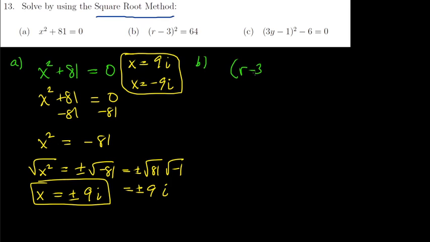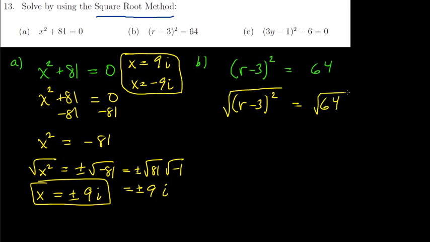It's r minus 3 squared equals 64. So here, we don't have to add or subtract anything. The square is already isolated. So all we need to do now is just get rid of that square. And we do the inverse. We take the square root of both sides. Don't forget the plus or minus. So r minus 3 is plus or minus the square root of 64. Right? It's not the square root of negative 64. So there's no i here. Square root of 64 is just 8.